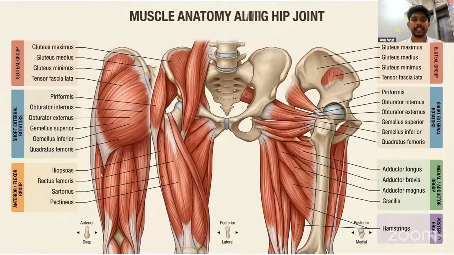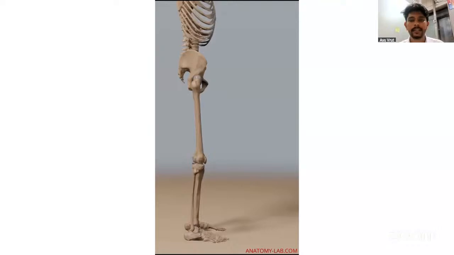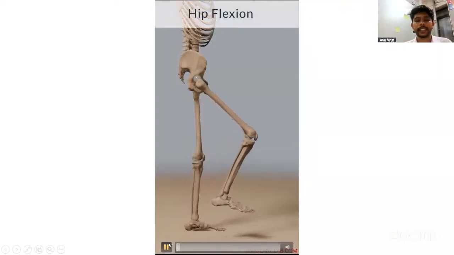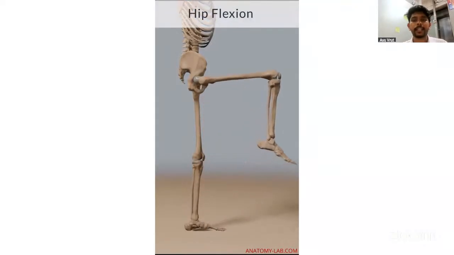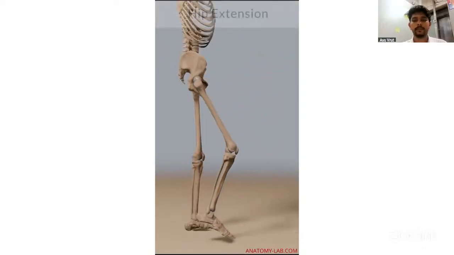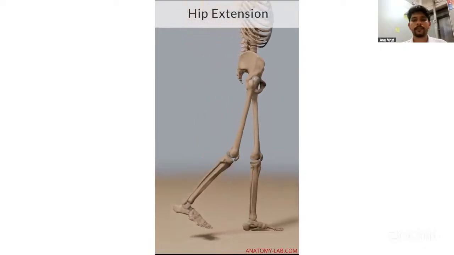ये हिप जॉइंट के कई मसल्स है, राइट एंड लेफ्ट में दोनों सेम मसल्स दिए. एक ग्लूटेल ग्रुप होता है, एक शॉर्ट एक्सटर्नल रोटेटर्स होता है, एक एंटीरियर फ्लेक्स ग्रुप्स होते हैं. Will discuss this again nicely. मसल्स का काम क्या होता है? मसल्स का काम होता है कि फ्लेक्शन, एक्सटेंशन, रोटेशन, एबडक्शन, एडक्शन. When it moves back, it is called as extension.